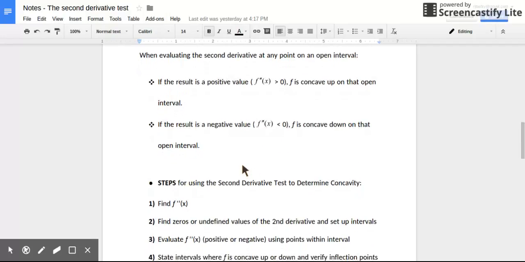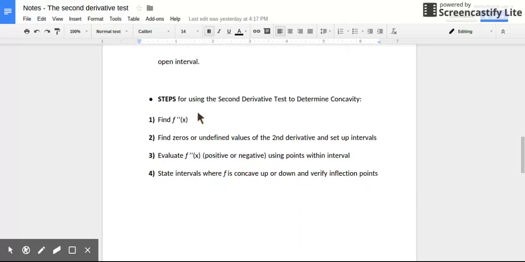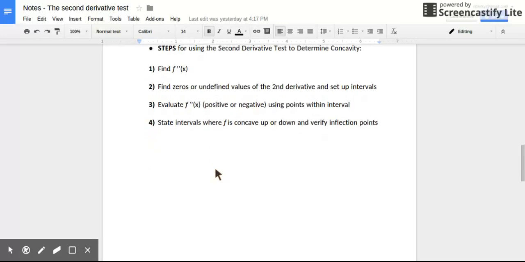So to use the second derivative test, we're going to go through these steps. We're going to find the second derivative. Then we're going to find zeros or undefined values of that second derivative function. And we're going to use those to set up intervals. And then we're going to test values on those intervals to establish whether or not we have positive or negative second derivative values. And that way we'll be able to determine whether our graph is concave up or down. And we'll be able to verify whether or not we had inflection points at those zeros or undefined values.